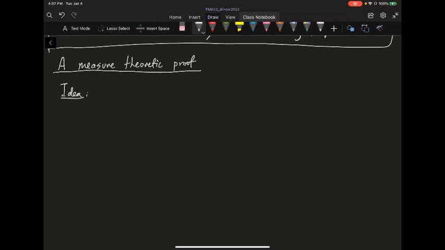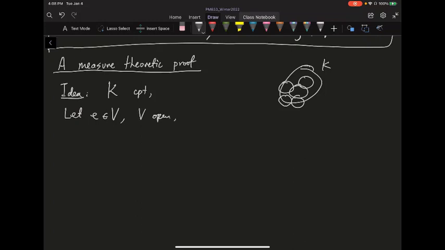Let's start by looking at a K, suppose it's compact. And then we want to measure how big this K is. So you have a K here. To measure how big it is, what we can do is use some open sets to cover it. So we can do some open cover. Let's say that e is inside V, where V is open. Then we can consider how many copies of this V I need.